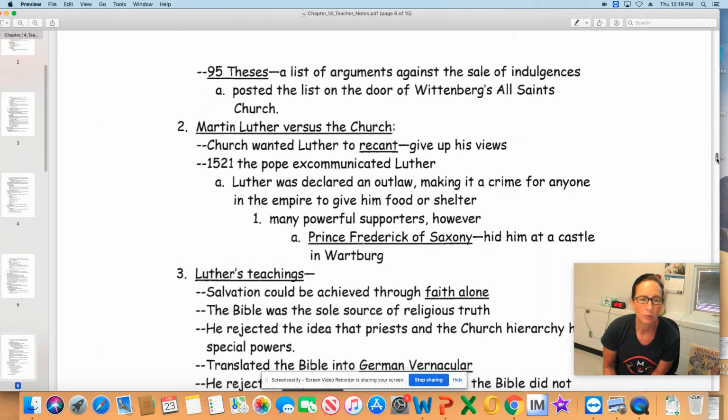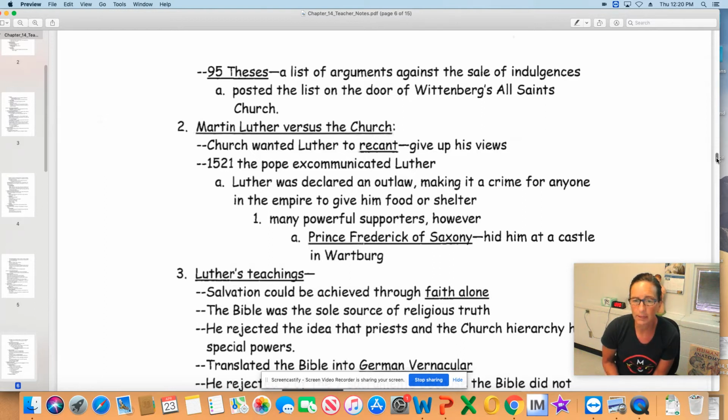In 1521, the Pope is going to excommunicate him. If you're in this time, it's just the Catholic Church, Christianity. Excommunication means you cannot receive the sacraments. So that's huge. Luther was declared an outlaw, making it a crime for anyone in the empire to give him food or shelter.